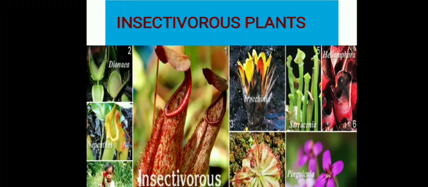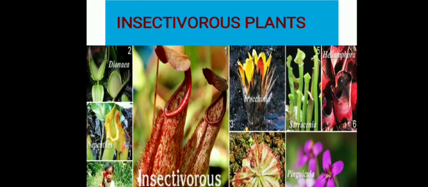Now let's move to our next topic, that is insectivorous plants. Do you know some plants are also insectivorous? They are also called carnivorous plants. Carnivorous means they trap insects. The plants trap and eat insects. These plants are called carnivorous plants. Some examples are Venus flytrap, pitcher plant, butterwort and sundew. These are all insectivorous plants.